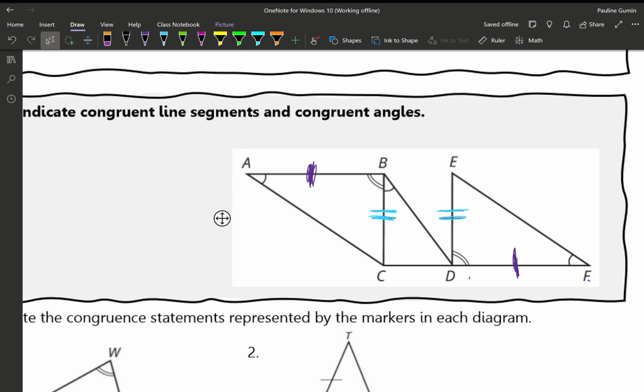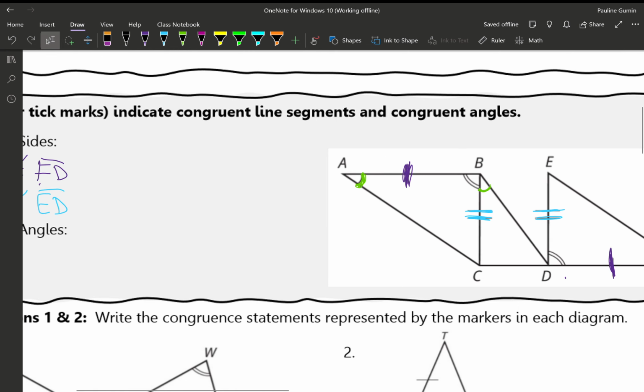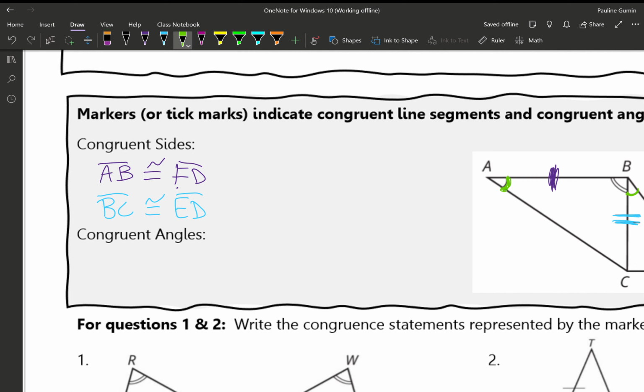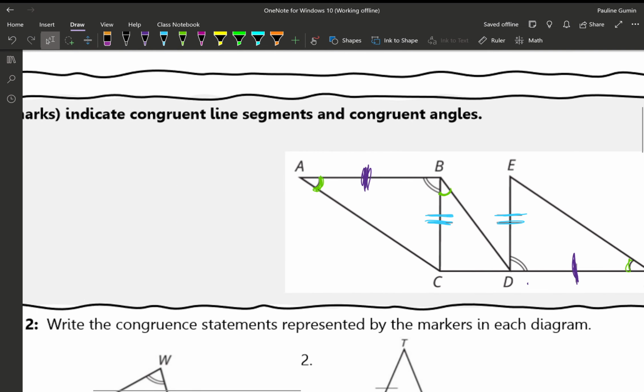All right, so let's start with the one with one swoop. So we have this one right here, that's angle A. We've got this one, and we've got that one. So let's check it out. Angle A is the only angle that has an A in it, so I'm going to just call it angle A. It's congruent to this one right here.